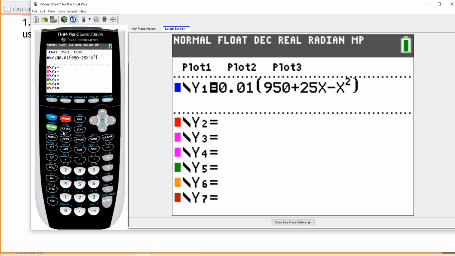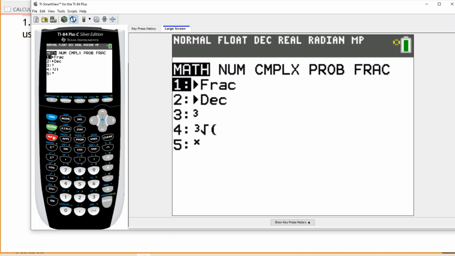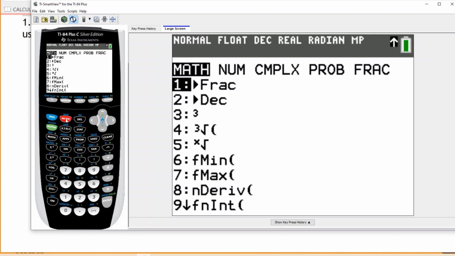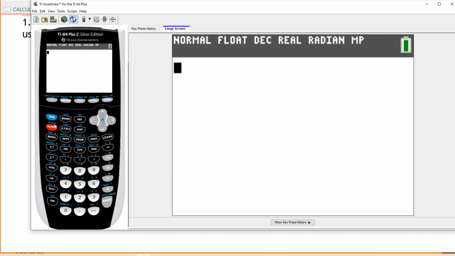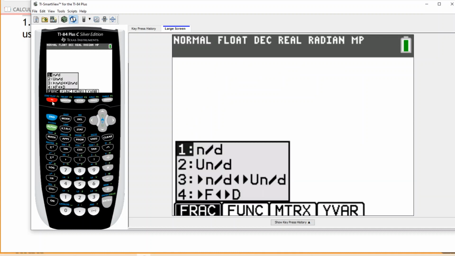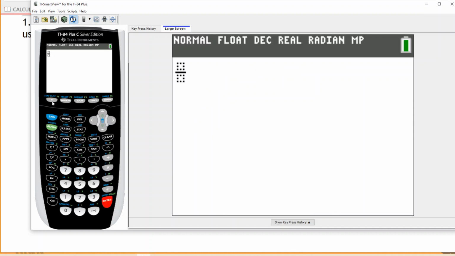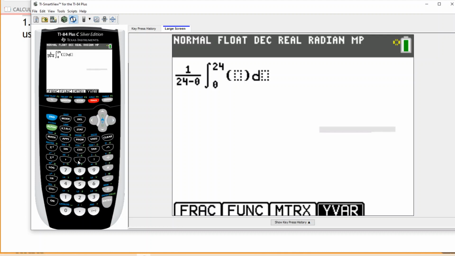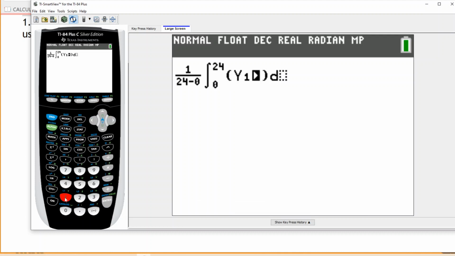Now, from the home screen, we're going to call up our integral. Actually, let's not do the integral just yet. We do need to use 1 over b minus a. And I really don't think there's anything wrong with putting 24 minus 0 here. Now we'll call our integral and go from 0 to 24 of y1 dx. And that should get us an answer.